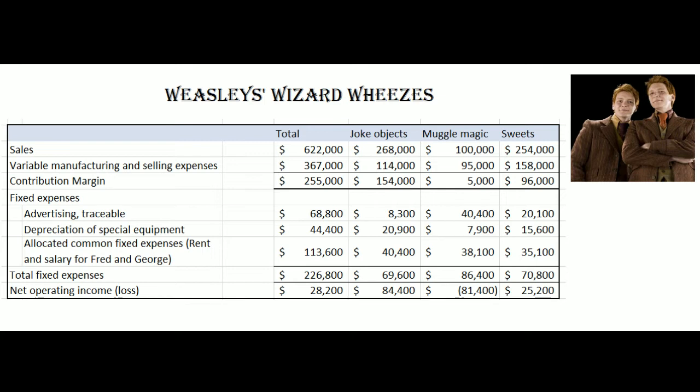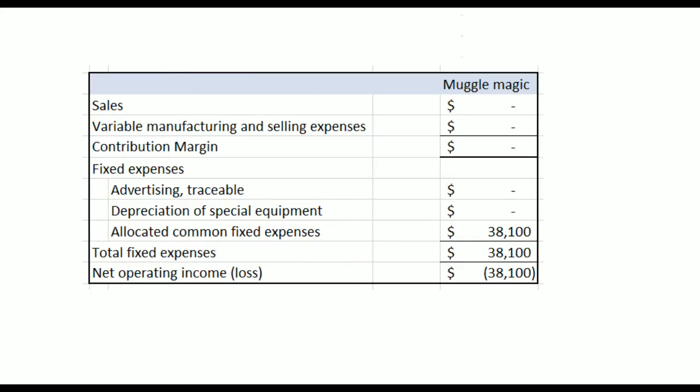So yeah, as we can see, there's a net loss of 81,400 in net operating income for the Muggle Magic segment. So the first thing that we're going to do is the same table, but pretending that we're going to discontinue it. If we discontinue the Muggle Magic segment, there are not going to be sales or variable expenses. Thus, contribution margin is going to be 0.